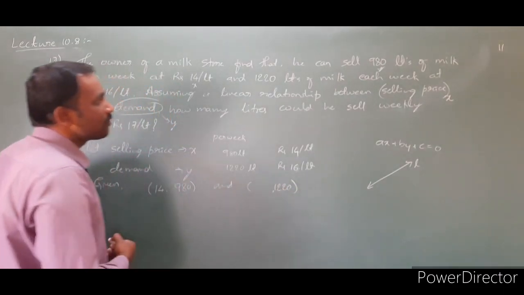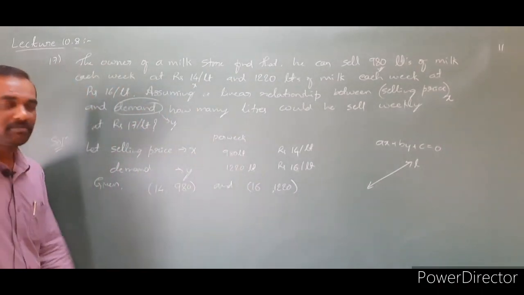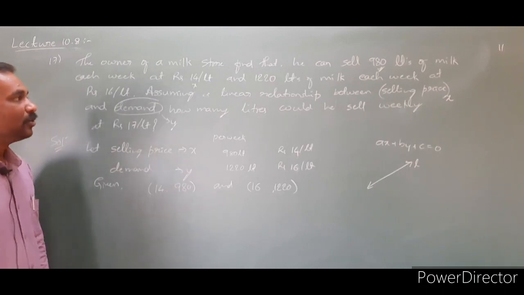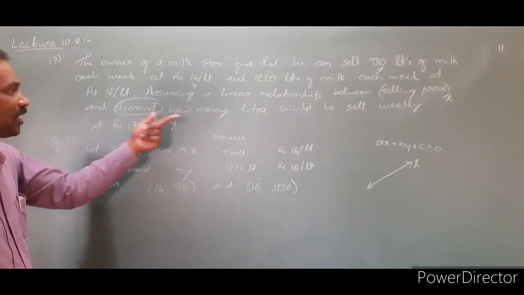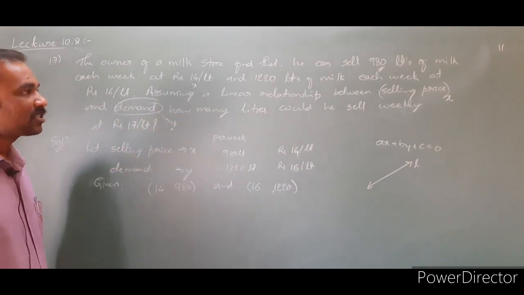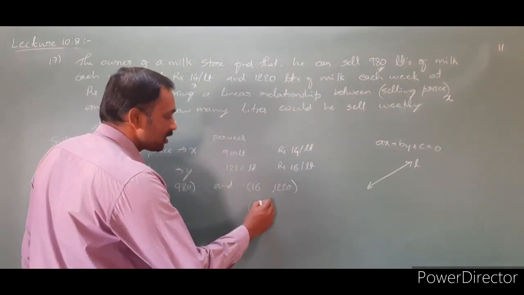1220 liters of demand is there. Cost of each liter of that milk is how much? 16 rupees. Then, assuming the linear relationship between the demand and selling price, how many liters could he sell weekly at Rs 17?